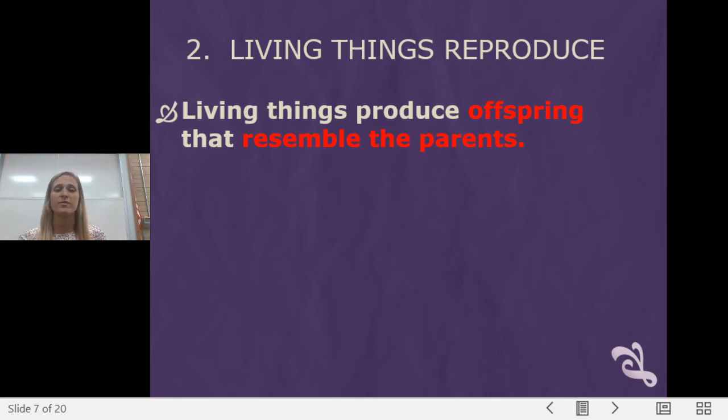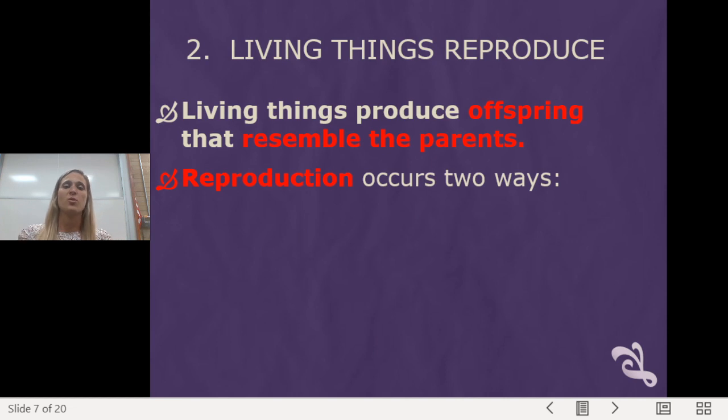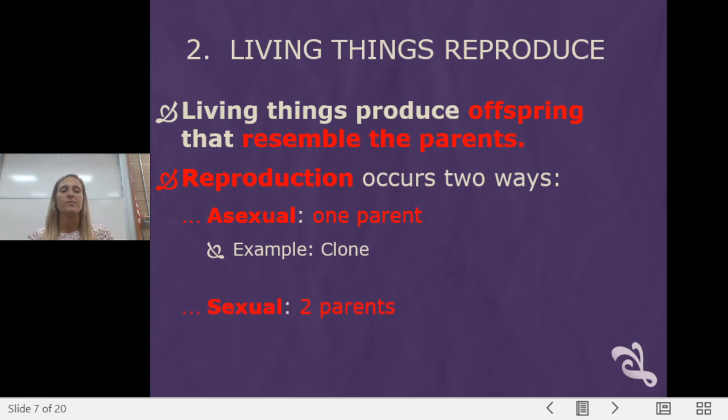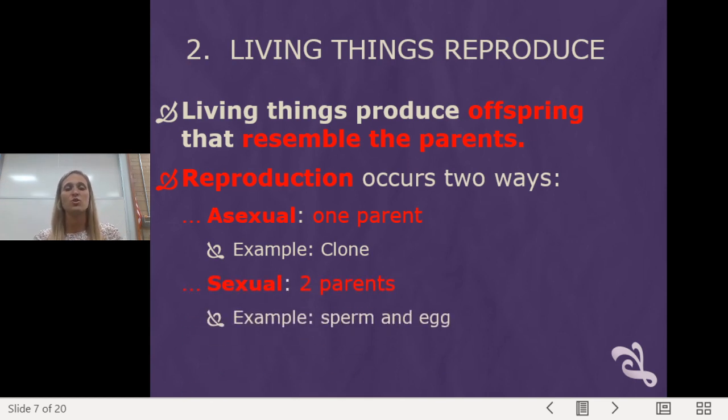characteristic number 2 that living things produce. Living things produce offspring that look like or resemble the parents. So in order to be living, you have to be able to produce offspring. And reproduction can occur 2 ways. You can have asexual reproduction, which means one parent, basically an organism making a clone of itself, okay? Or sexual reproduction with 2 parents.